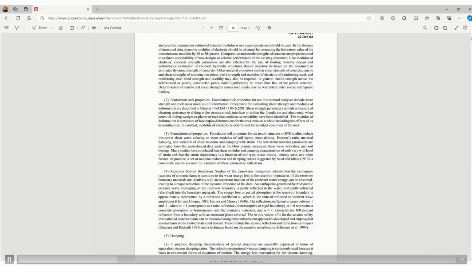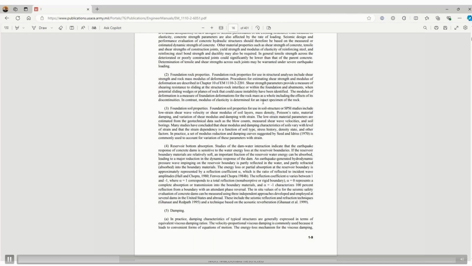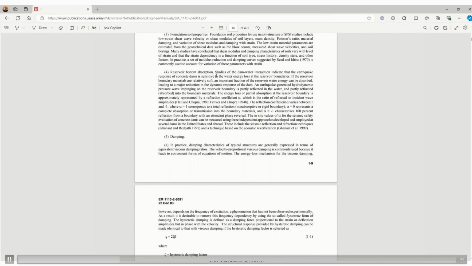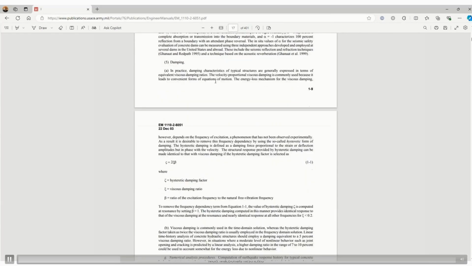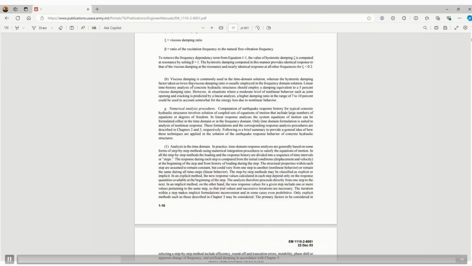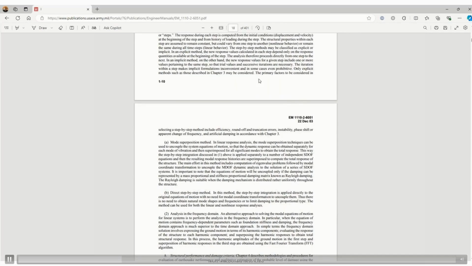Anyways, next, the foundation properties. Foundation rock properties for use in structural analysis include shear strength and rock mass modulus of deformation. A procedure for estimating shear strength is this. You can have a look at it. Foundation soil properties: we have sound rock here, so no damping. Please go through this damping. Now, numerical analysis procedure. We are performing this, so we'll straight away jump to this one.